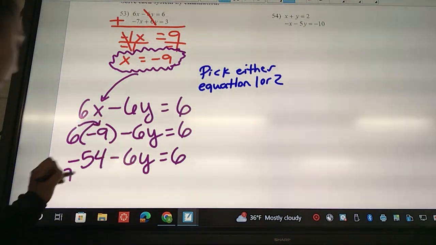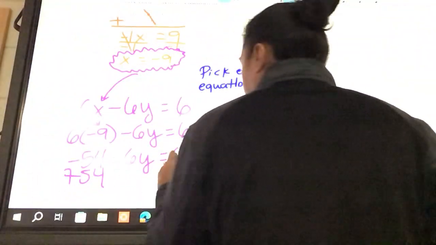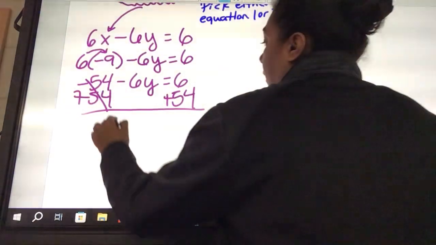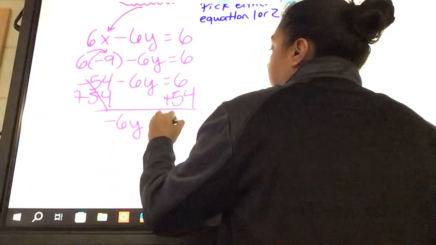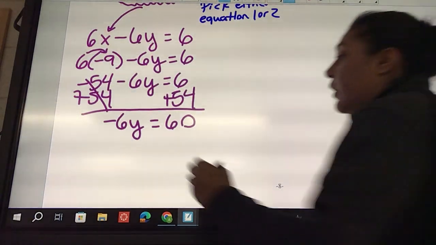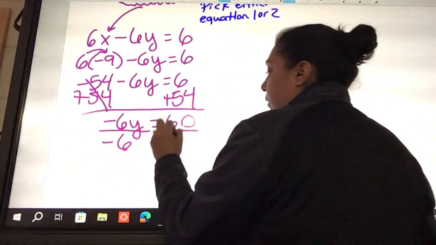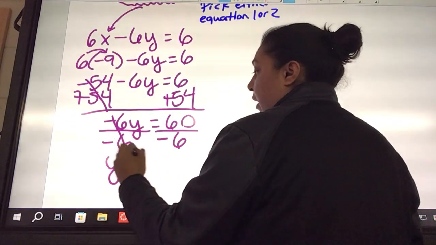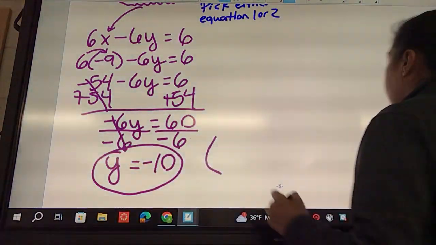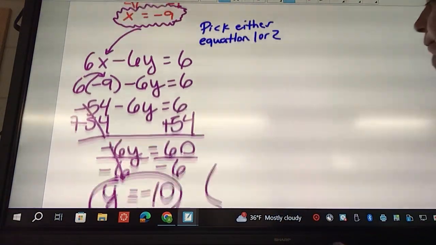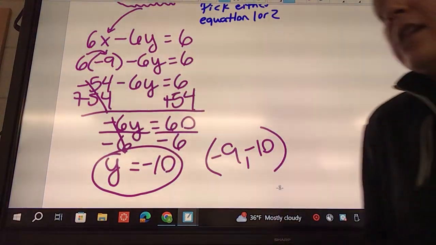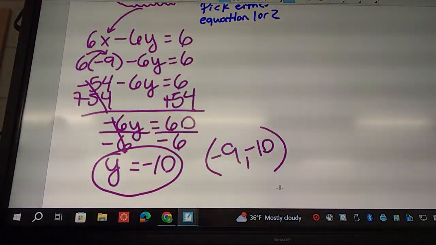Then we're going to add 54, and you get 60. Then we divide by negative 6, so we get y equals negative 10. What should your numbers be smaller than? 10. If they're like 20, that isn't right. Negative 9 and 10 are kind of on the high side, but it's still within that parameter I gave you.